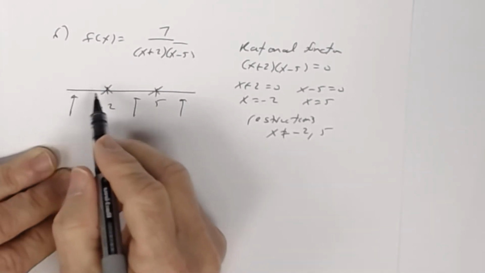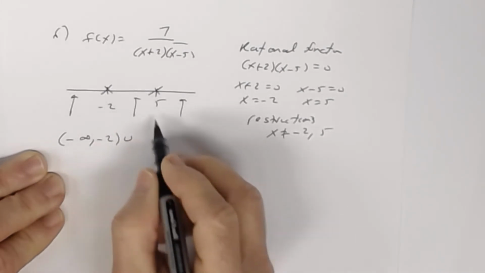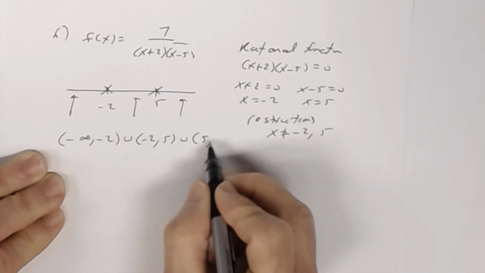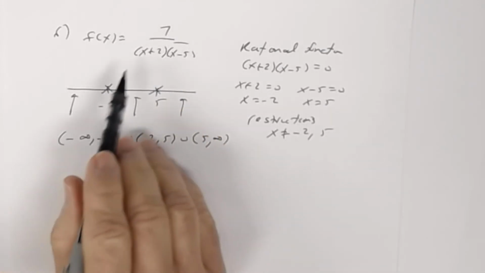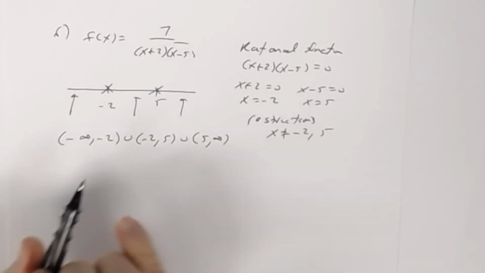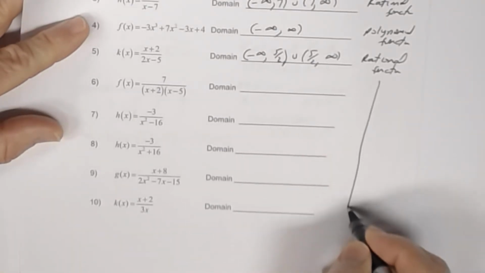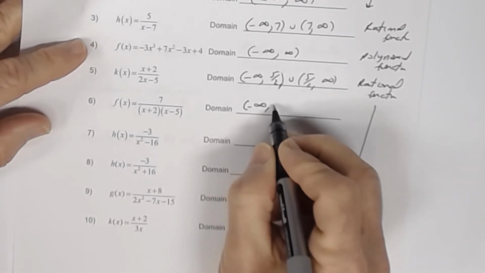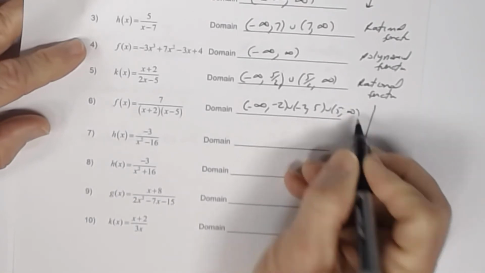So I go from negative infinity to negative 2, parentheses, union, and then negative 2 to 5, parentheses, union, and then from 5 to infinity. And so that's your domain. So my domain will be all real numbers except negative 2 and positive 5 because that makes my denominator 0. All right. So in fact, all of these are going to be rational functions all the way down. So negative infinity to negative 2 union negative 2 to 5 union 5 to infinity.